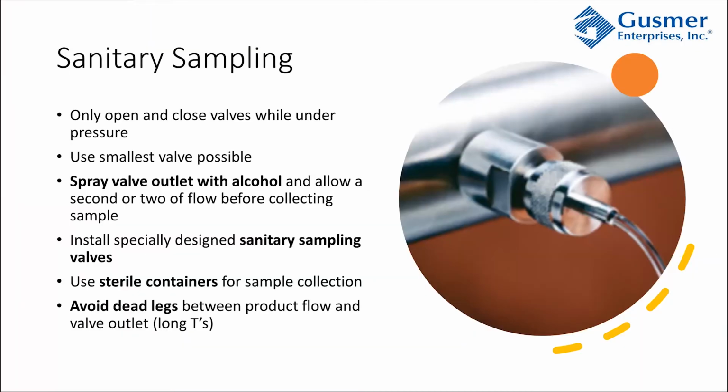So sanitary sampling, you want to make sure you only open and close the valves while they're under pressure. You want to use the smallest valves possible. You want to spray the outlet with alcohol and allow a second or two of flow before collecting the sample. Install specifically designed sanitary sampling valves. Make sure you use sterile containers for the sample collection, and avoid dead legs between the product flow and the valve outlet, also known as long T's.